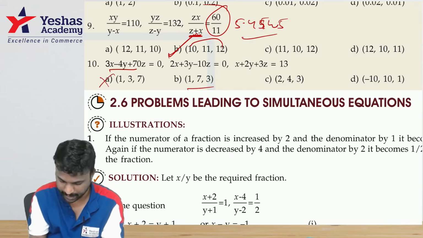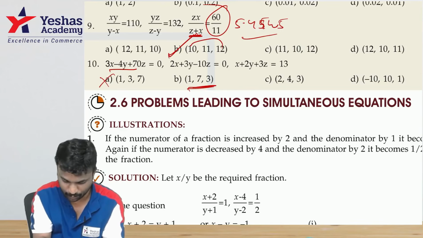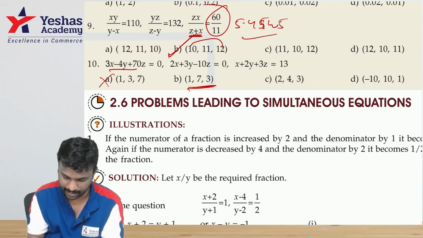Second option, I'm hitting 3 into 1 m plus 4 into 7 m minus 70 into 3 m plus mrc, it's 185.